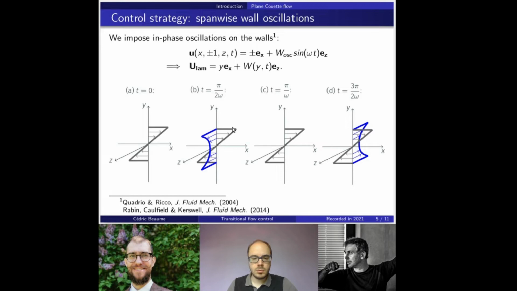We'll be talking about control, and the control strategy that we chose to use is spanwise wall oscillations that are in phase. So this is a control strategy that's been used already in the literature to control transitional flows by Rabin, Kofod, and Kurzweil, and to control fully developed turbulent flow by Quadri and Rico. What we have here essentially is a modification of the boundary condition, which was previously just this motion in the streamwise direction, and we're introducing here a motion that oscillates in time in the spanwise direction with amplitude W osc and frequency omega. This changes the laminar flow profile by introducing a time-dependent component in the spanwise direction.